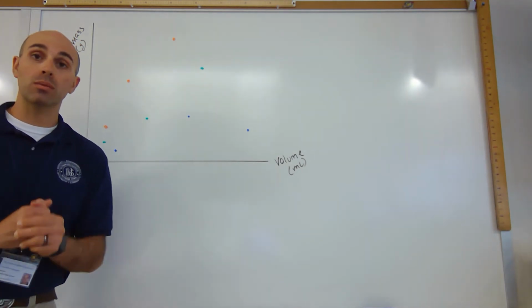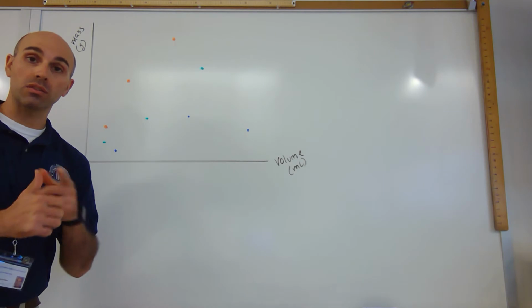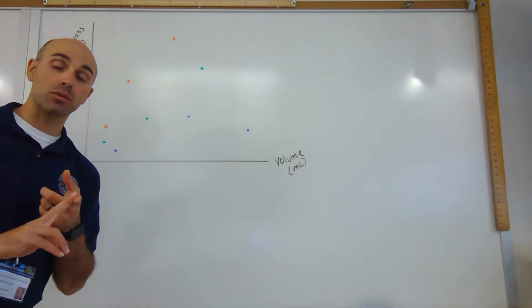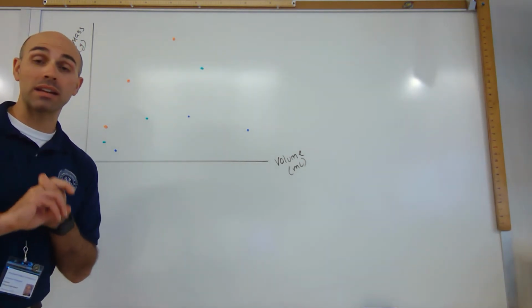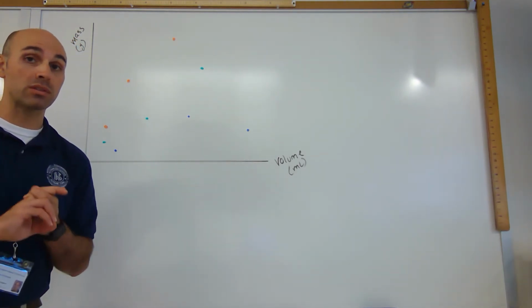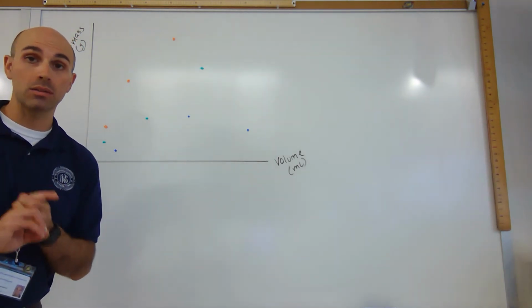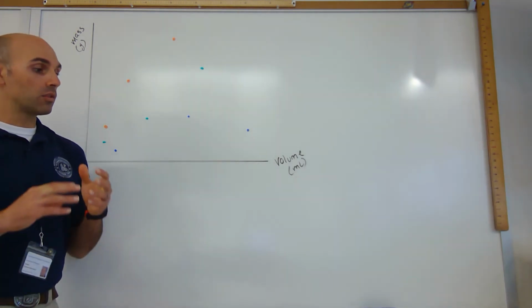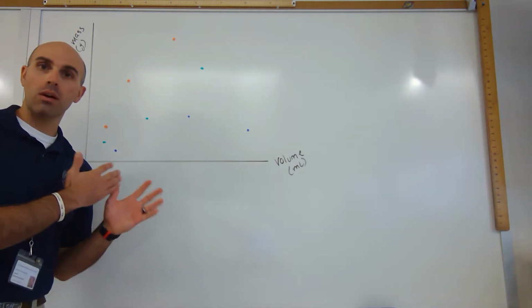Remember, you're graphing the 3 trials: the small group, the medium group, and the large group. You are not graphing any densities that you've calculated, nor are you graphing any averages. You're just graphing the raw data. No calculations. So I'm sure you're all good with this.